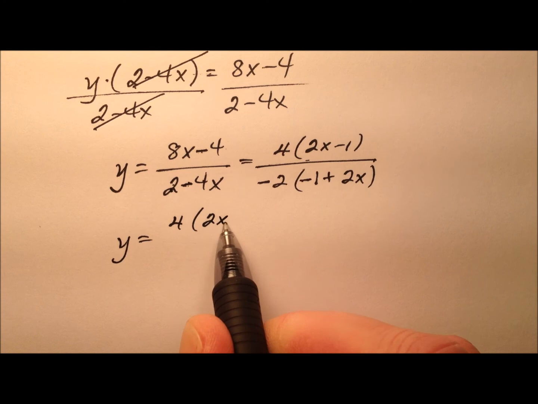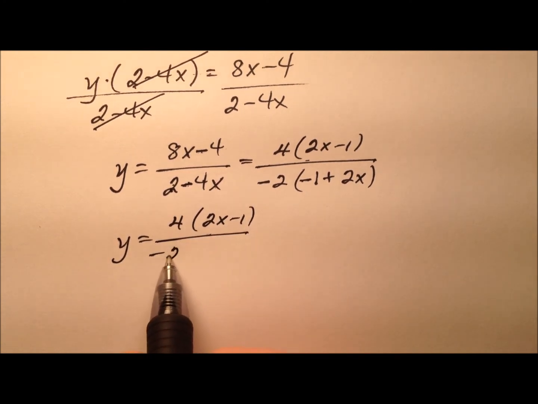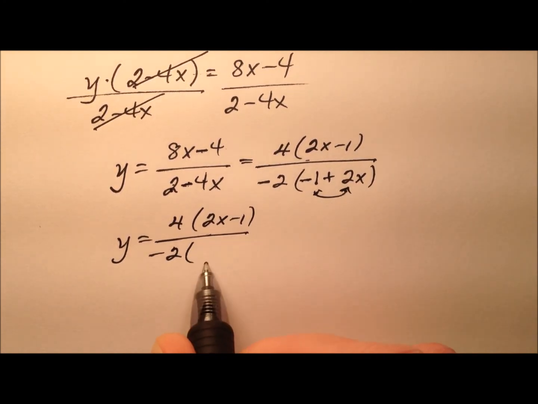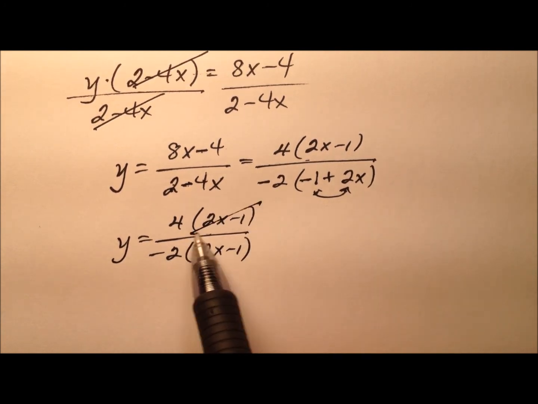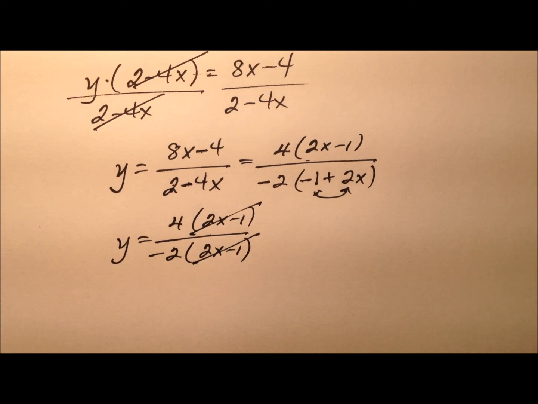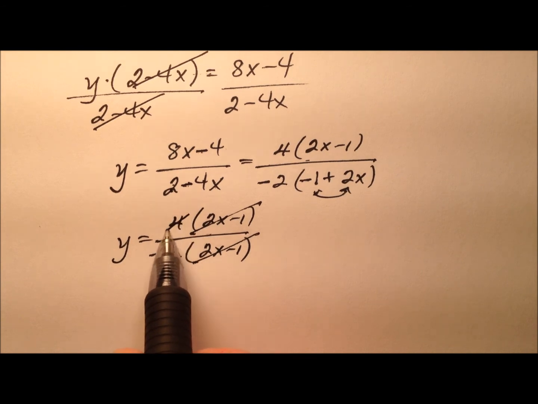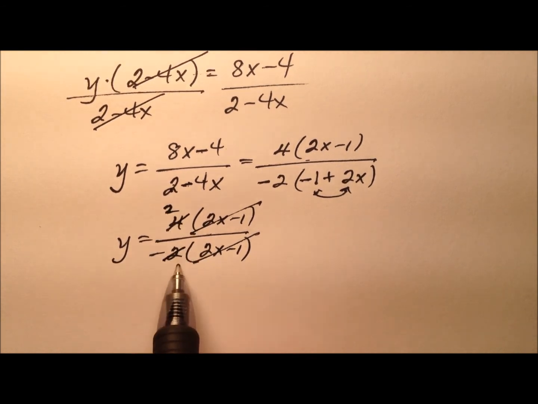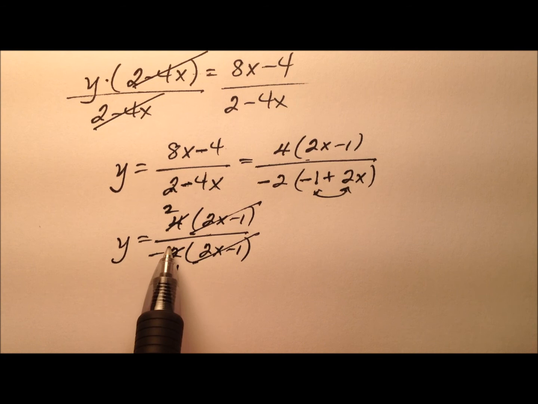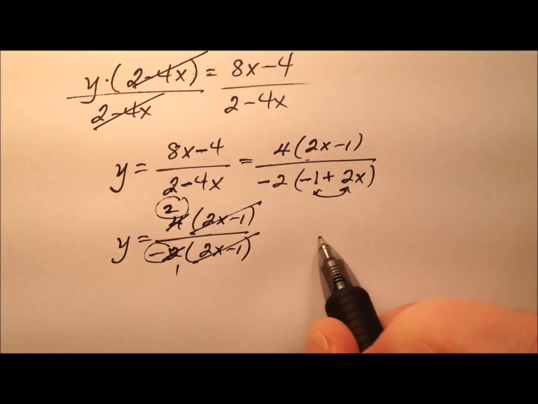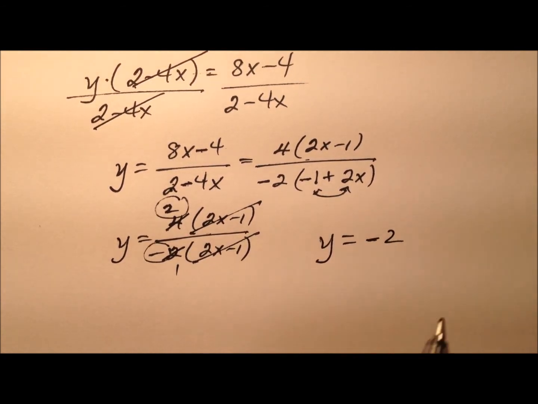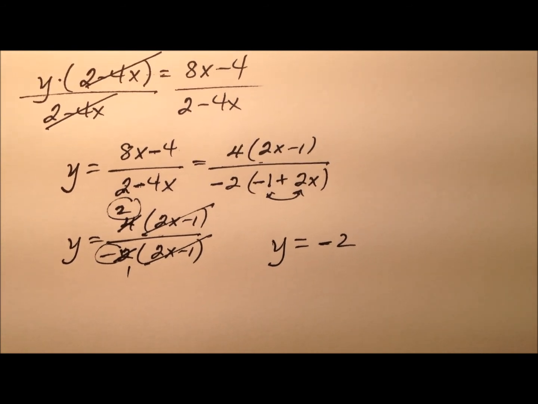Well, I'm going to rewrite that term in the denominator as -2, and I'm just going to switch the order there. So 2x minus 1. Hey, look at that. So the 2x minus 1's actually cancel out. And then we have 4 over this -2, so we can cancel a 2 out of each one of those. So it looks like I'll have y equals a -2. So y equals -2.